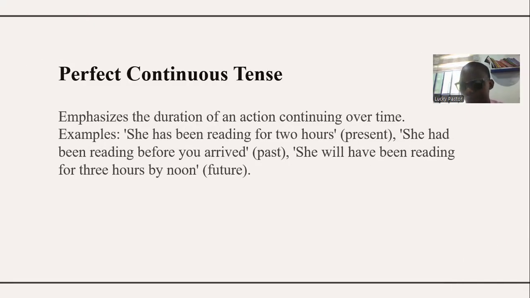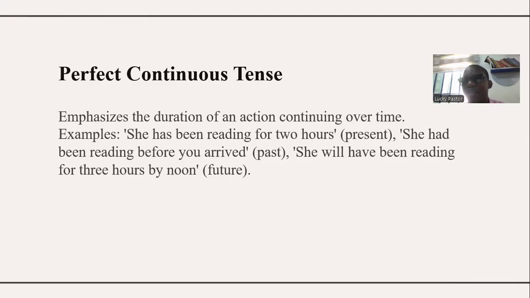Then let's talk about the perfect continuous tense. Of course, it emphasizes the duration of an action, right? It's as in the continuity of an action over a period of time. That is what perfect continuous tense does. Examples. She has been reading for 2 hours. This is present, telling you the duration of this action that is still ongoing. It has been ongoing for the past 2 hours and it's still ongoing. That is what present perfect continuous tense does.